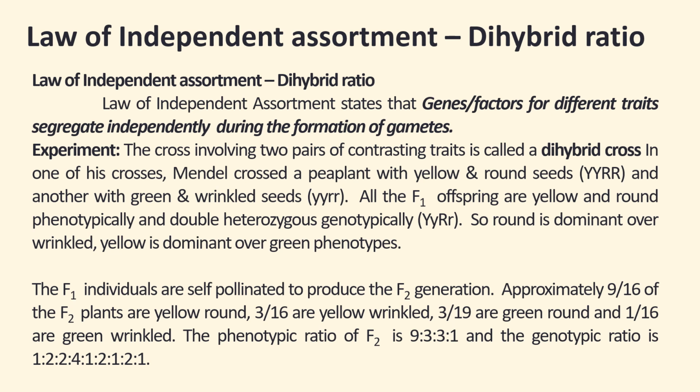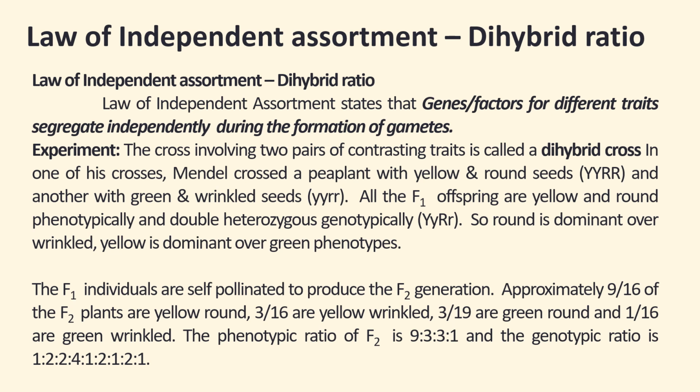In one of his crosses, Mendel crossed pea plant with yellow round seeds, Y Y R R, and another with green wrinkled seeds, y y r r. All the F1 generation are yellow and round phenotypically and double heterozygous genotypically, Y y R r. So round is dominant over wrinkled, yellow is dominant over green phenotypes. The F1 individuals are self-pollinated to produce F2 generation.